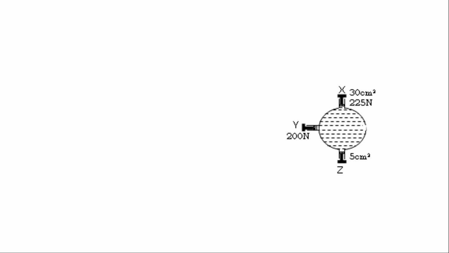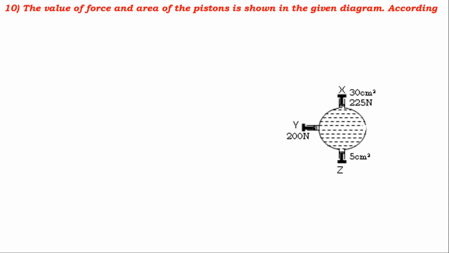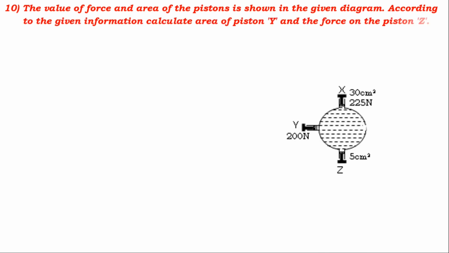This question is also related to a diagram. This is the diagram given, and the question is: the value of force and area of the piston is shown in the given diagram. According to the given information, calculate area of piston Y and force on the piston Z. There are two questions.